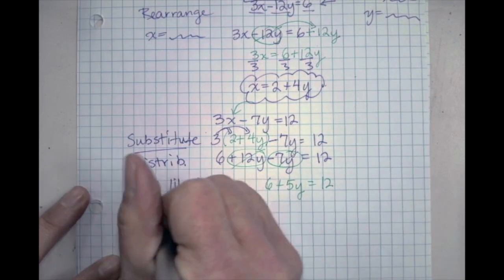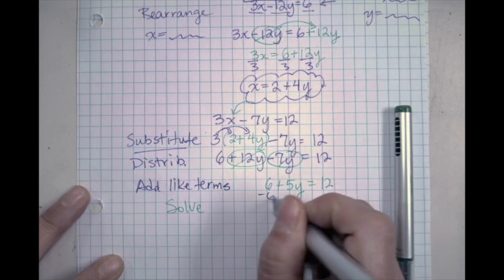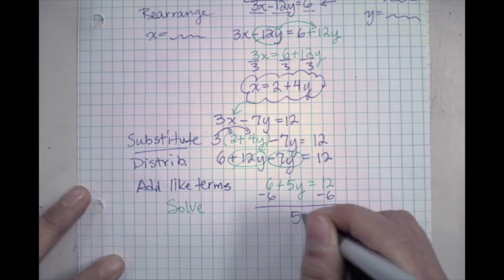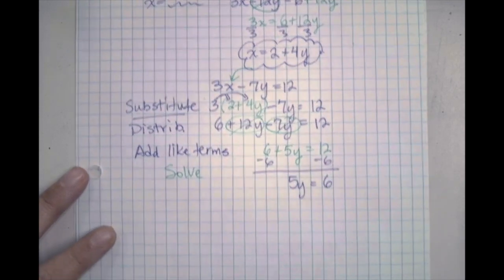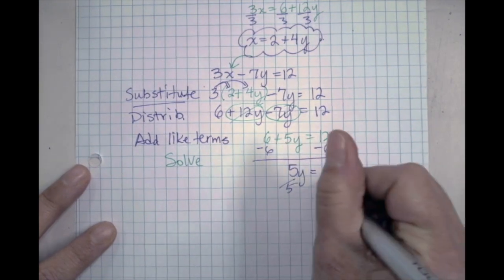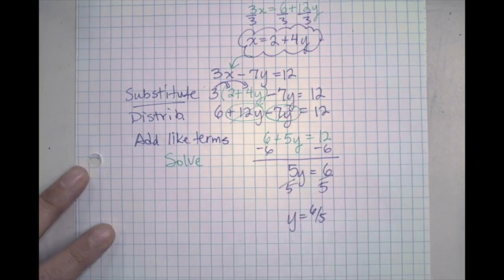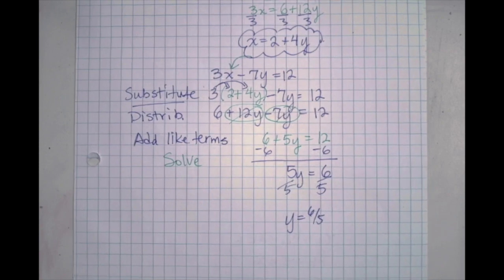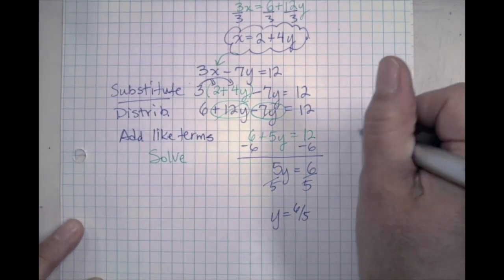And now we're going to solve. I'll have to subtract 6 from both sides, and I get 5y equals 6. And then I'll divide both sides by 5, and y equals 6 over 5. Unfortunately, 6 over 5 is a fraction, but that's our answer. So we're going to put that in our solution set.